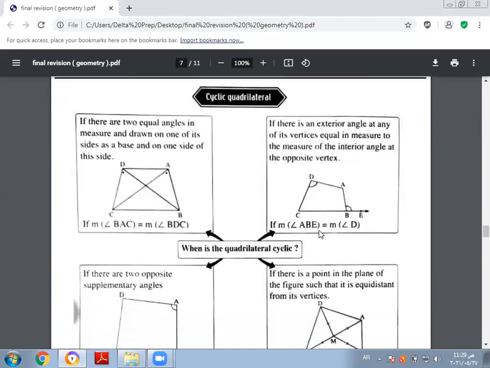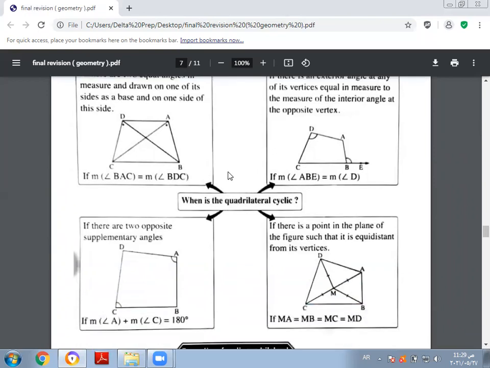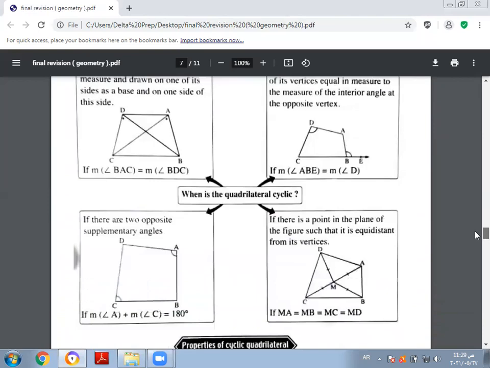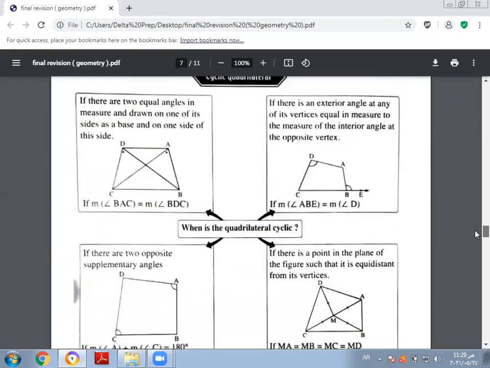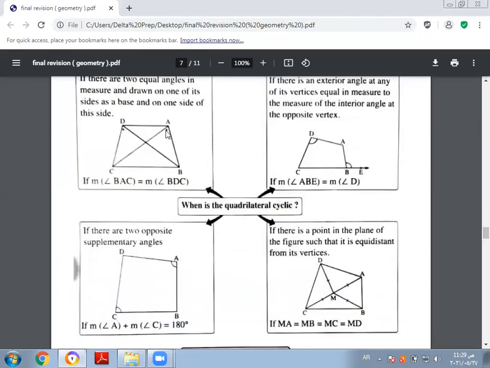And we also studied the cyclic quadrilateral. It's a very important lesson. Let's remember the cases of the cyclic quadrilateral. When is the quadrilateral cyclic? First case: if there are two equal angles drawn on one of its sides as a base and on one side of it.